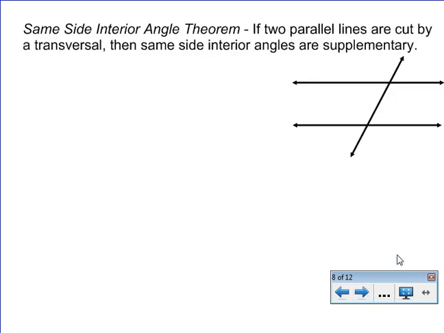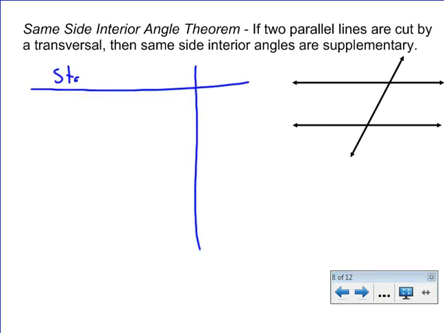Okay, so to do this, we've got to state our theorem first, which is: if two parallel lines are cut by a transversal, then same side interior angles are supplementary. And again, this is a very important theorem and used a lot in proving things about parallelograms and other types of settings, and so it's one we want to know well.